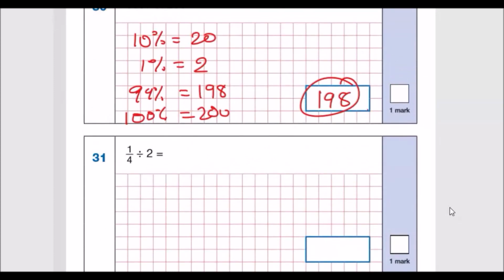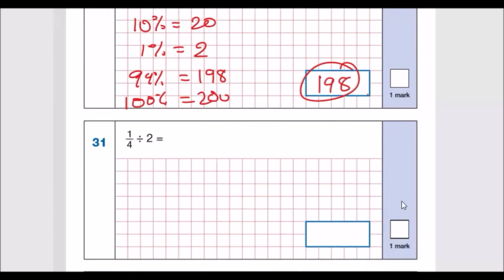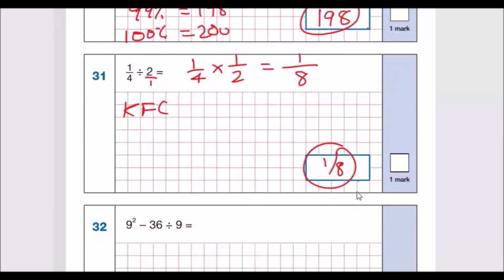All right, 31. A quarter divided by 2. If you're dividing by a whole number, just think of it as a fraction, 2/1. And because of the rule of division, use the KFC method, okay? I was going to say keep fried chicken. No, it's not keep fried chicken. So keep, flip, and change. Keep the first fraction, flip the second fraction, and change the sign. So it's 1/4 times a half. 1 times 1 is 1, 4 times 2 is 8. So it's 1/8. Easy.